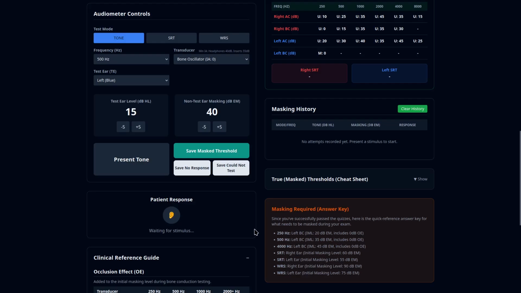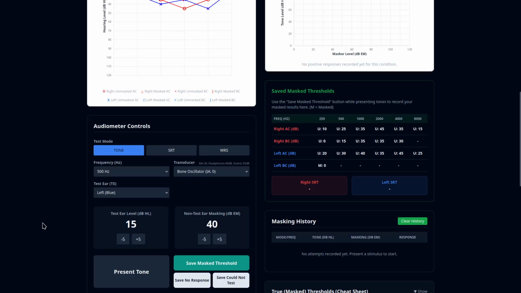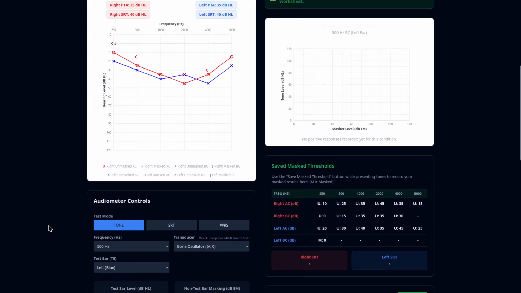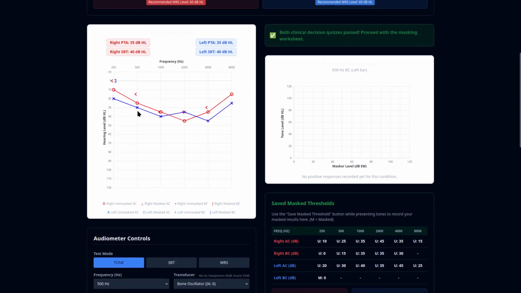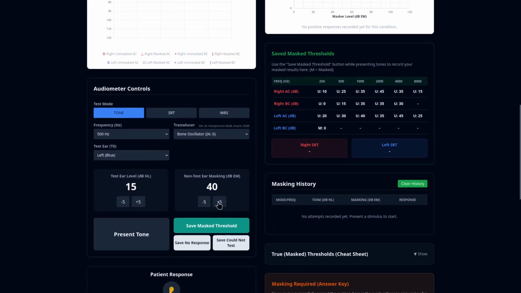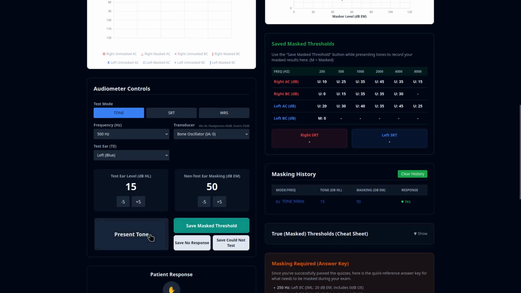Cheat sheet's a little bit off here. Let me double check that here. So again, 500 hertz in the left ear. Our unmasked threshold is 15. For the bone conduction, our non-test ear threshold is 25. So we're going to add 10 to make 35. Oh, and occlusion effect is 15. So we have to add another 10. So let's start there, presenting the tone.